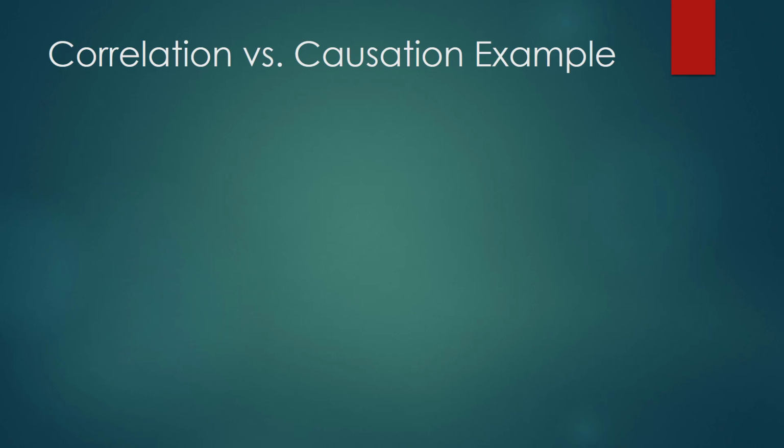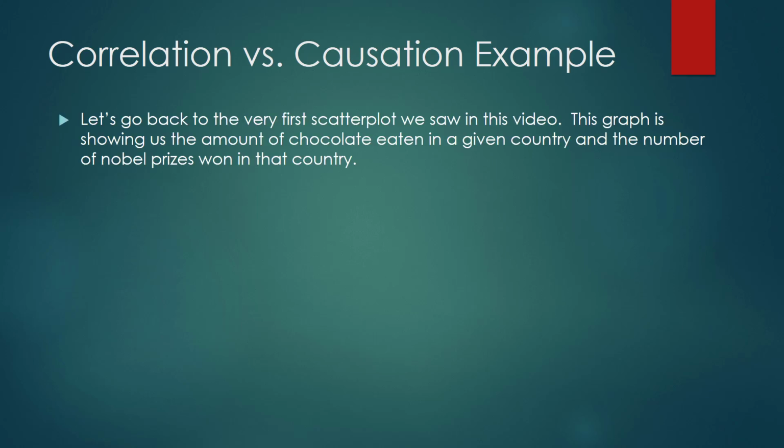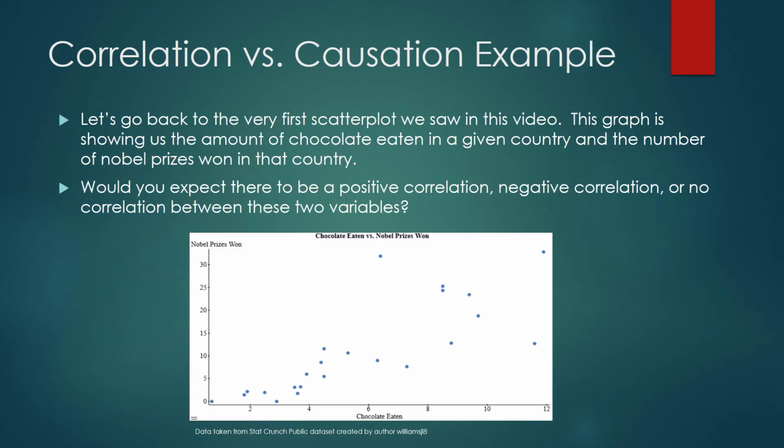Let's use an example to drive home this idea that correlation is not the same as causation. The very first scatterplot I showed you was chocolate eaten versus Nobel Prizes won in a bunch of different countries. Would you expect there to be a positive, negative, or no correlation between these two variables? Pause this video, write down your thoughts, and then unpause the video to see whether you are right or not.